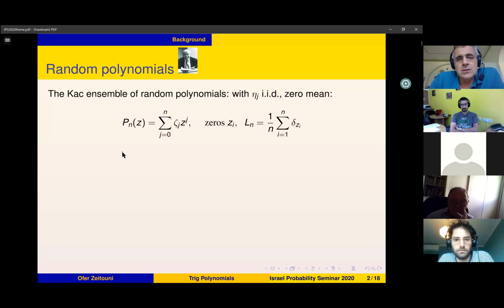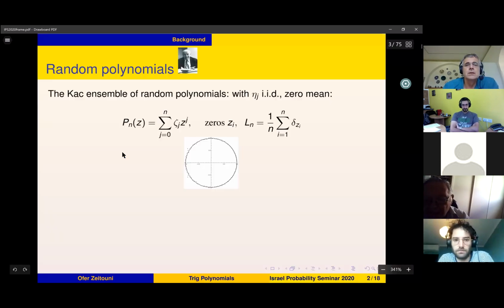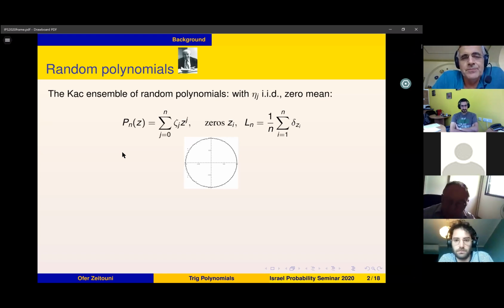Such a polynomial has zeros in the complex plane. There are n zeros denoted z_i, and you can ask all sorts of questions about them. In particular, you can ask about the empirical measure. If you simulate it, if you go to the internet and look for a picture, you'll find a picture of simulations of such empirical measures. If you look very carefully in this picture, you will see that here the coefficients are real, because the zeros are coming in complex conjugate pairs.